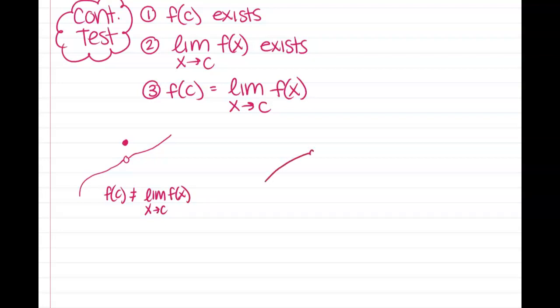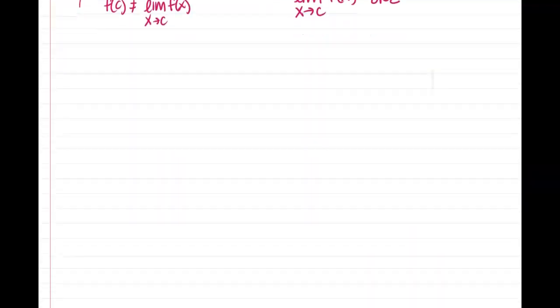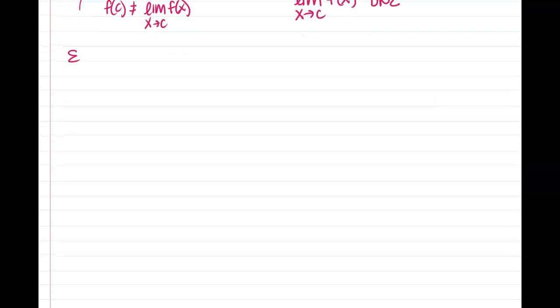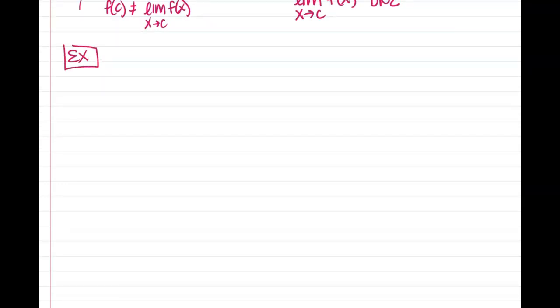Or you might have something like this, where f of c exists, but the limit as x approaches c of f of x does not exist because there's different limits on either side of that c. So that one would fail at step 2. So let's do some algebraic examples here using the continuity test.